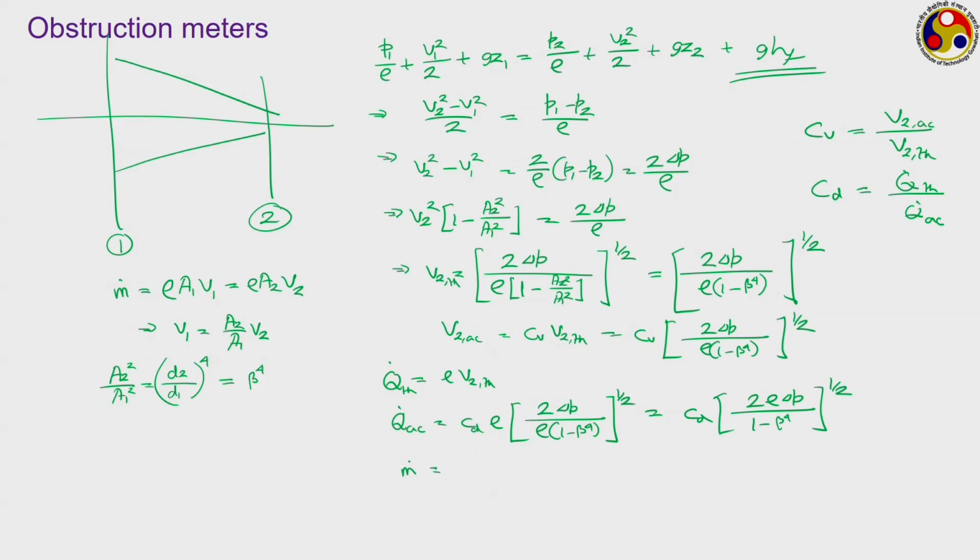Sorry, I have made a mistake here actually. This is not correct because it should be equal to A2 into V2 theoretical. So, it just comes A2 here, and we can of course make a change such that beta to the power 4, we can go back to the original expression, which is A2 square by A1 square. So, accordingly it becomes CD into A2 into 2 delta p by rho into 1 upon A2 square minus 1 upon A1 square.